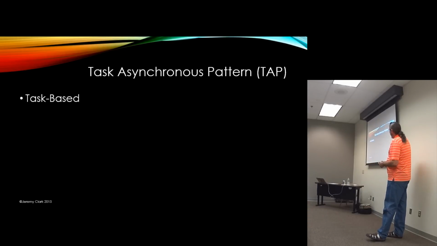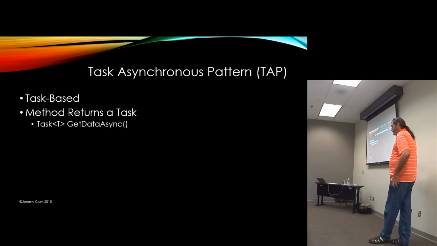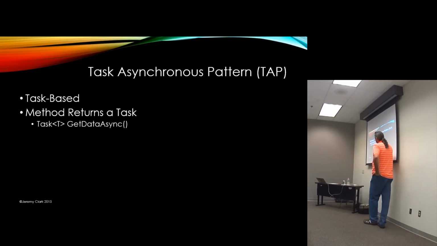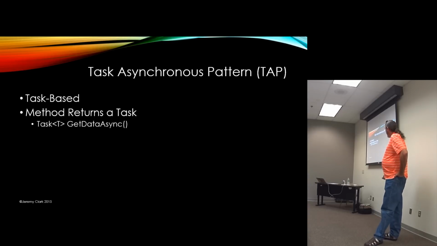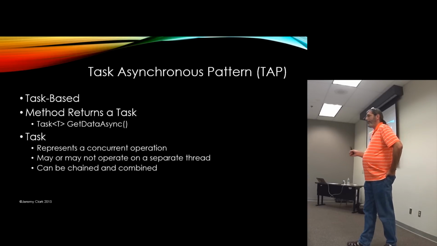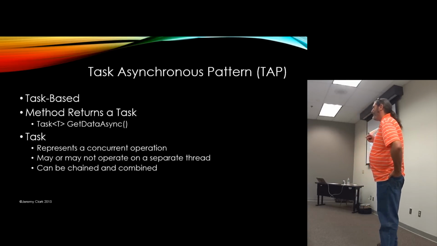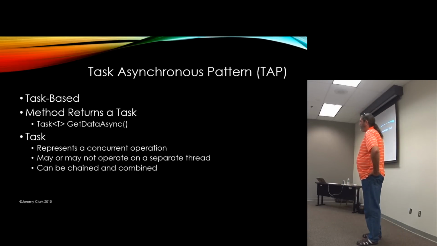Well, then in the .NET 4.0 timeframe, we ended up with the task asynchronous pattern, which, as you can imagine, is task-based. In this case, what we would have is a method that, by convention, ends with the word async, but it doesn't have to. And then generally, it will return a task of some kind. So this would either be a task or a task of T. What a task is, is just something that represents a concurrent operation. Now, something that's kind of important and subtle is that this may or may not happen on a separate thread.